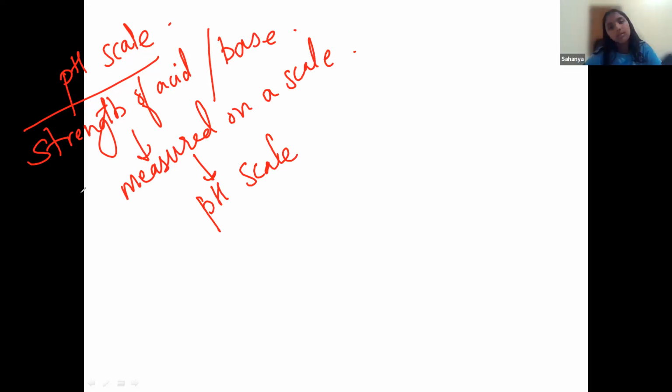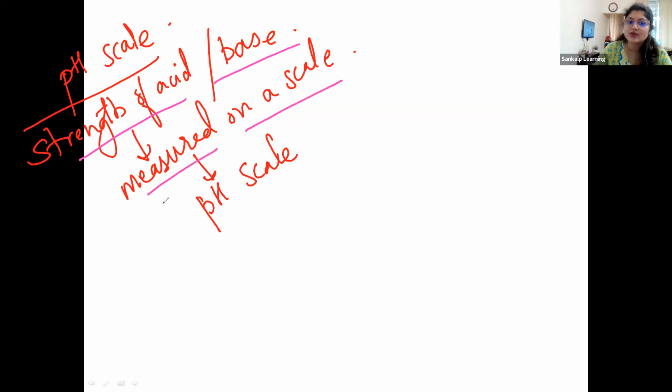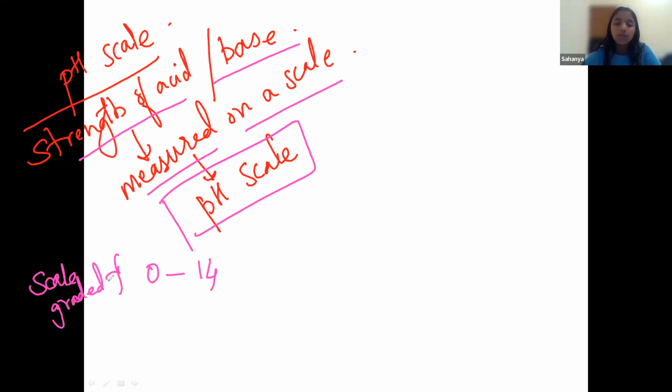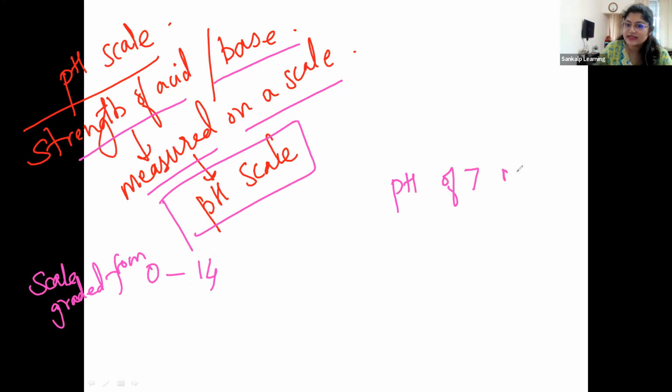So the strength of the acid or the base is measured on a scale, and this scale is called the pH scale. The scale is graded from 0 to 14. A solution with pH number 7 is considered neutral.